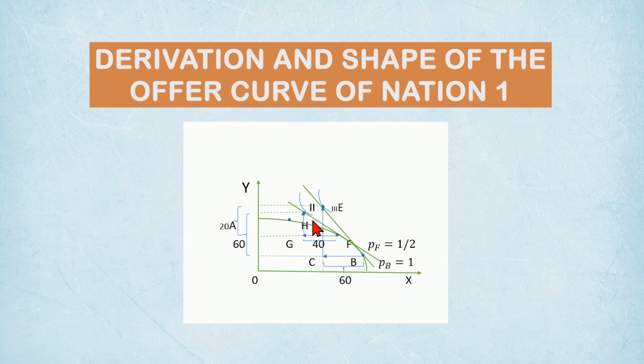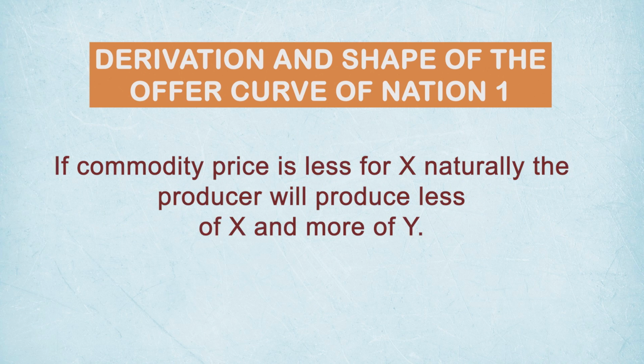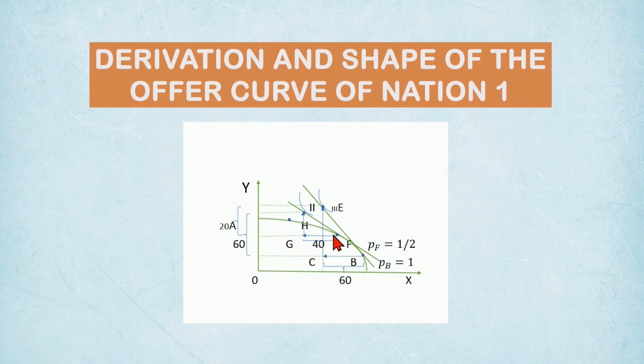This is PF. This PF line is essentially a flatter line. Flatter line means the slope is less than 1. Here, say it is half. So when the slope is less, the implication is that the commodity price of X is now less and the commodity price of Y is now more. If the commodity price is less for X, naturally the producer will produce less of X and more of Y. So that is why the production equilibrium is shifting from this point to this point, where X production is reduced by this much and Y production is increased by this much.